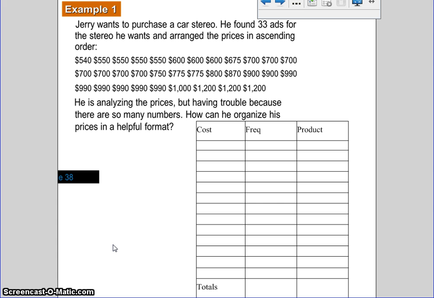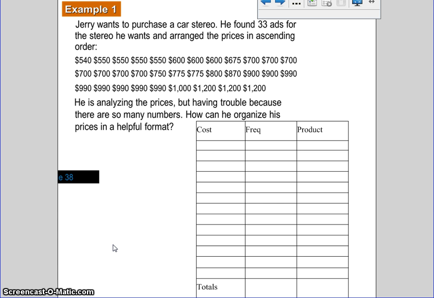So the first thing we're going to do here, it says Jerry wants to purchase a car stereo, and he found 33 ads for the stereo he wants and arranges them in ascending order. He's analyzing the prices, but he's having trouble because there are so many numbers. How can he better organize these prices in a helpful format?